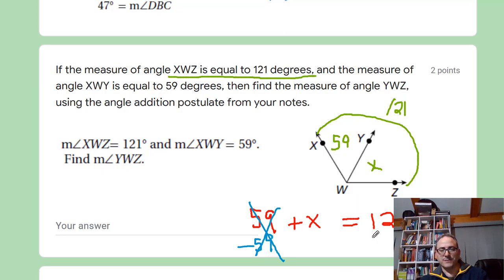An equation is like a balance beam. If you subtract 59 from one side of the equation, you have to subtract 59 from the other side. Well, I'm going to leave you right here. X is going to equal whatever 121 minus 59 is. I'm not going to tell you, because I want you to pick up a calculator and figure this out. Moving on.